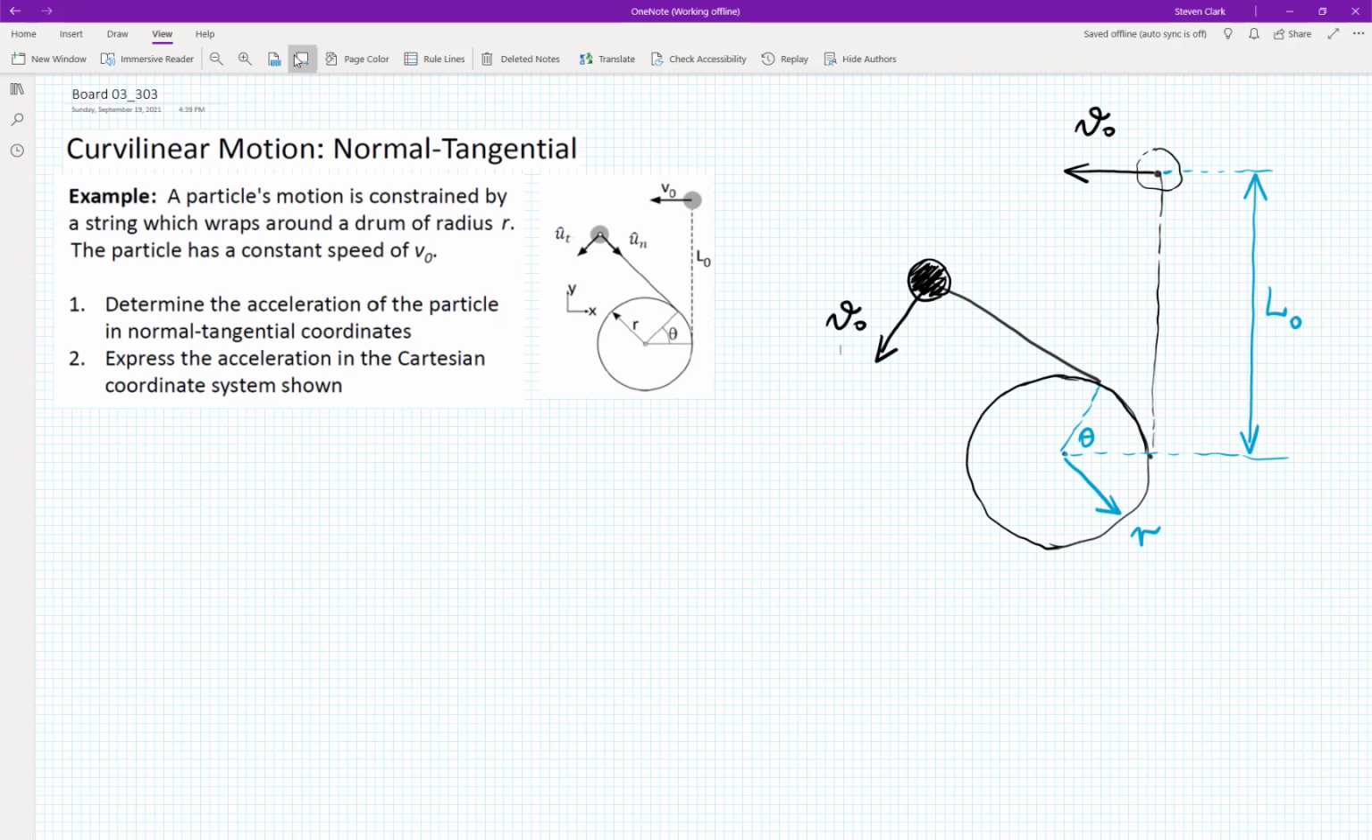Okay, so what do we have in here? We have our particle. So first of all, we have our drum, yes? So this is our drum. That drum has radius r, and we have a particle here that is constrained by a string, and while that particle is moving, that string wraps around the cylinder, right?